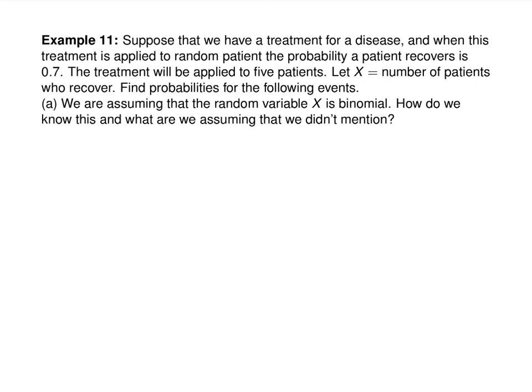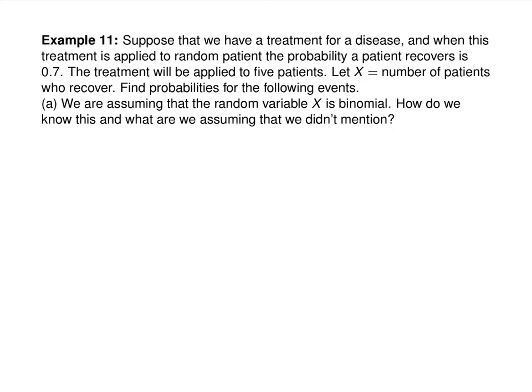Now those binomial random variables are a bit tricky, so let's deal with one of them. Suppose we have a treatment for a disease, and when this treatment's applied to a random patient, the chances that they recover is 0.7. The treatment is going to be applied to 5 patients, and we're going to let x equal the number of patients who recover. Find the probabilities for the following events.